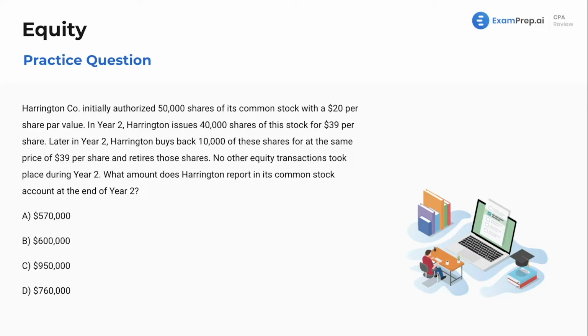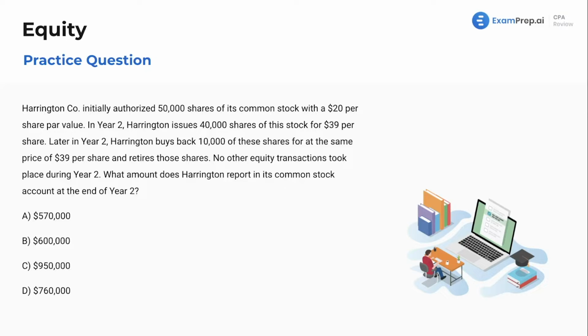Next up, Harrington Company initially authorized 50,000 shares of its common stock with a $20 per share value. In year 2, Harrington issues 40,000 shares of the stock for $39 per share. Later in year 2, Harrington buys back 10,000 of these shares at the same price of $39 per share and retires those shares. No other equity transactions took place during year 2.